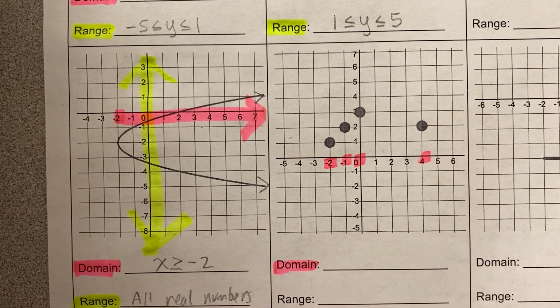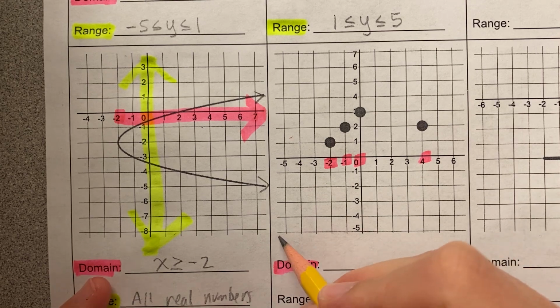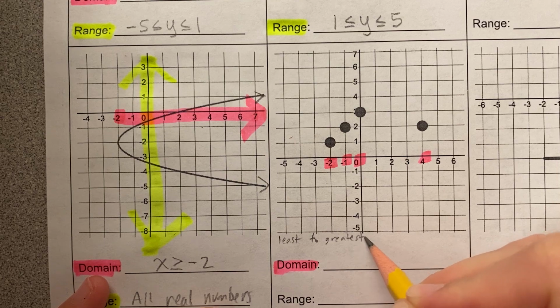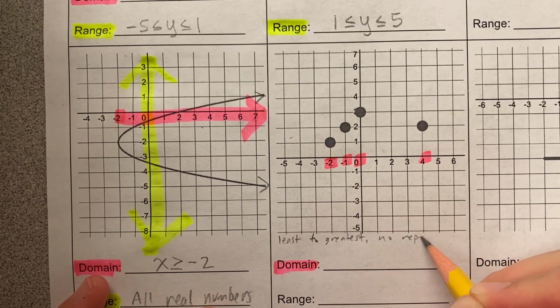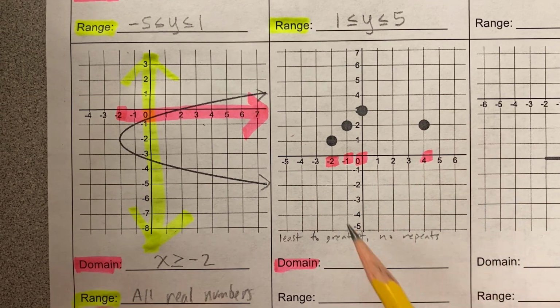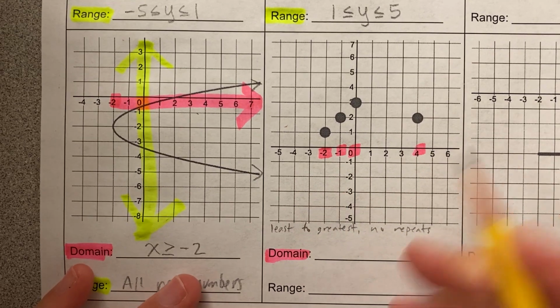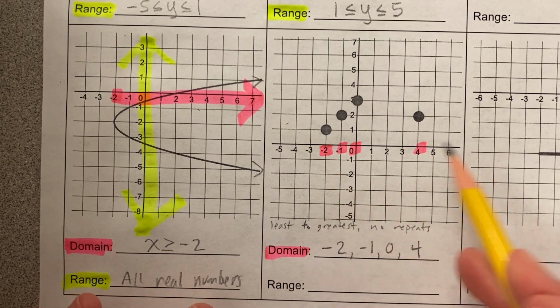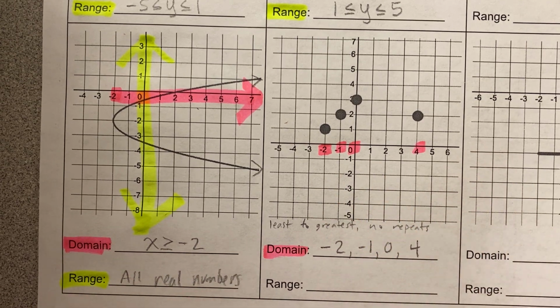So I'm going to list my domain. The rules are that I list it least to greatest, and no repeats. Visually on the graph, I go left to right. So I list my domain as -2, -1, 0, 4. That's my domain from least to greatest, and there are no repeats here.